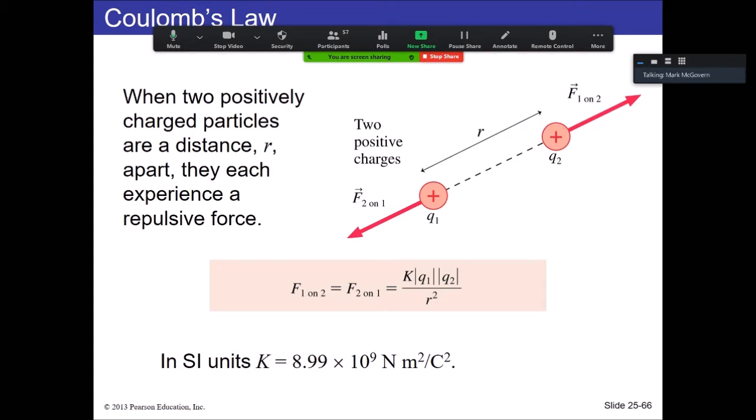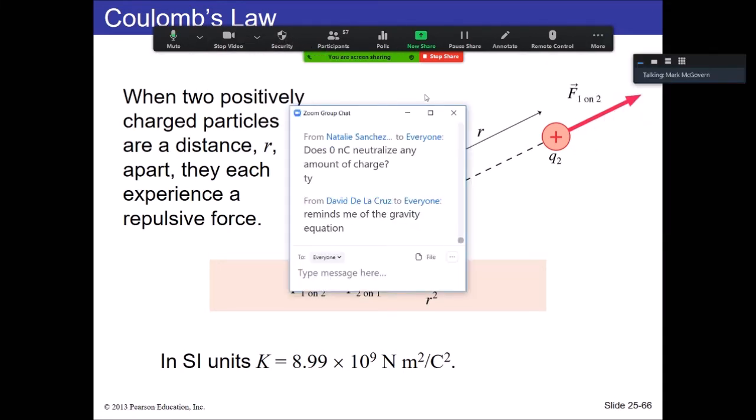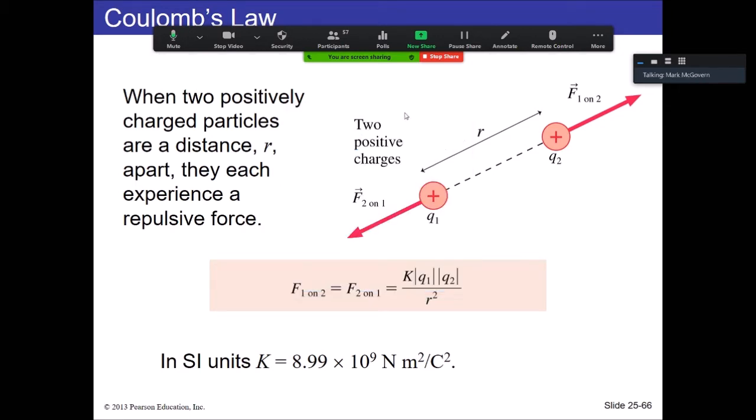Now, according to Newton's third law, they are both going to experience a repulsive force, okay? Same magnitude, opposite direction. The amount of force that is experienced by these charges is inversely related to the square of their distance. Inversely related. Well, it should remind you of gravity for a couple reasons. One, because it is an inverse square law, like gravity is. But unlike gravity, we are going to prove in the next chapter why we have an inverse square law.